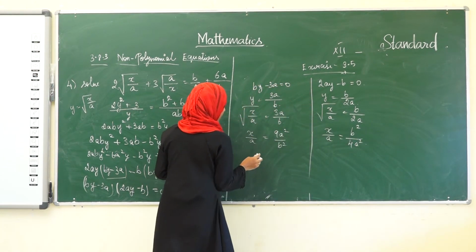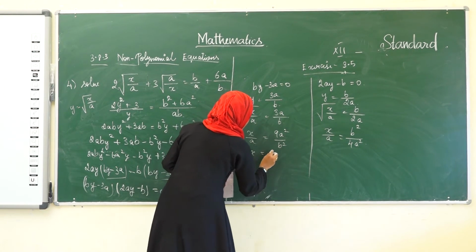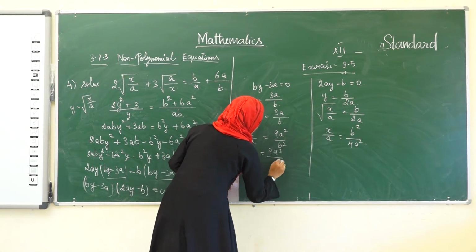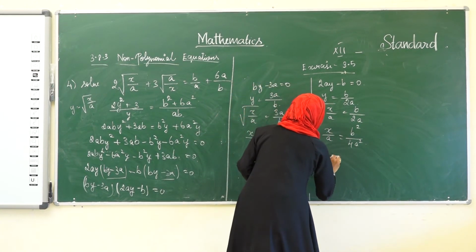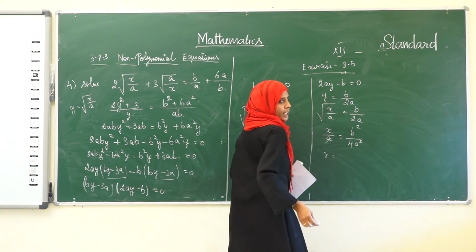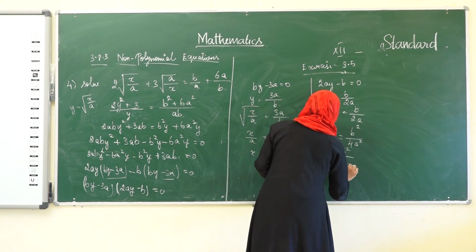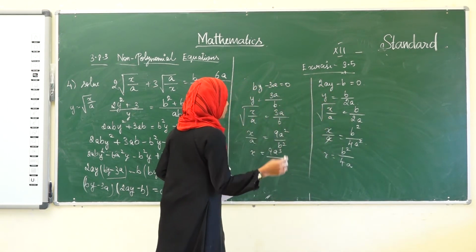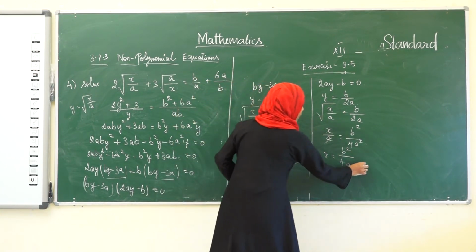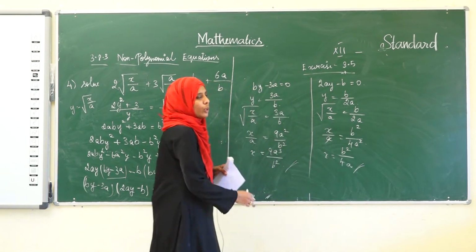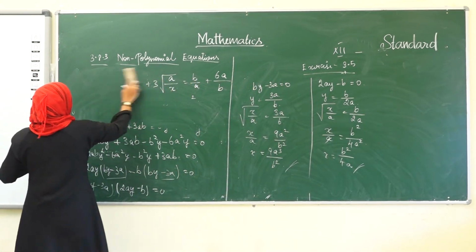So this a goes to that side, therefore the value of x will be 9a cubed divided by b squared. And here the value of x will be this one, and this a gets cancelled, therefore b squared divided by 4a. Therefore we got two values of x: 9a cubed divided by b squared, and another value, b squared divided by 4a. These are the two solutions, the two roots of the equation.